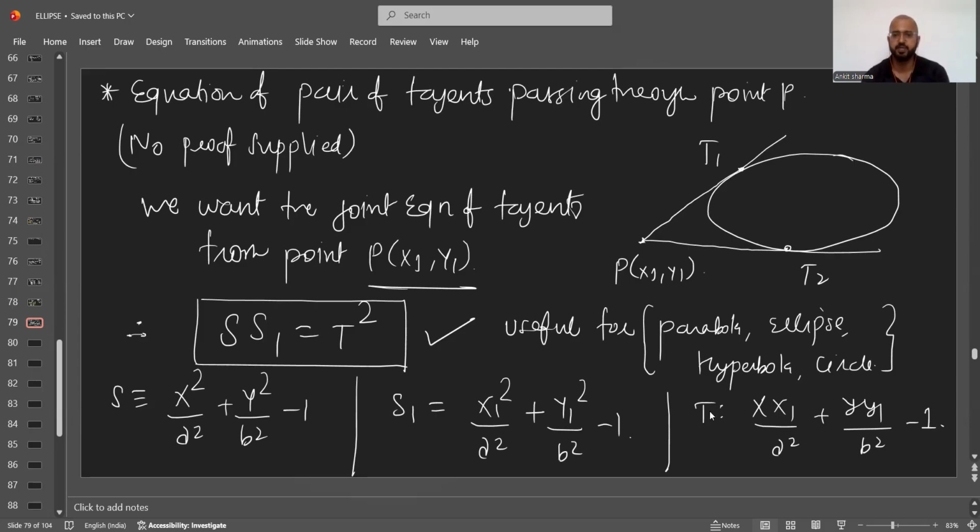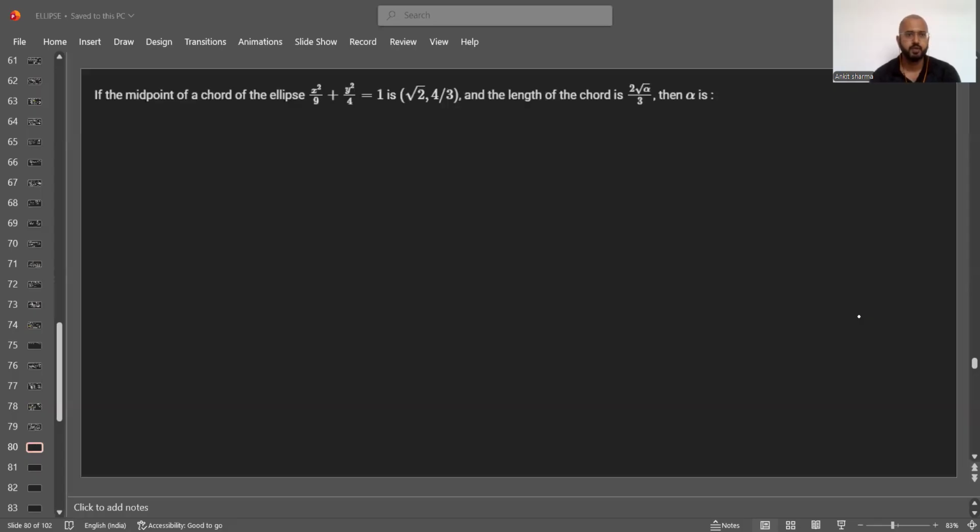Now, let's see some problems based on this. First problem here is that if the midpoint of a chord of an ellipse is given to be root 2 comma 4 by 3, then the length of the chord is what? So of course, we will go ahead with the same idea. This is my ellipse here, x square over 9 plus y square over 4 is equal to 1.